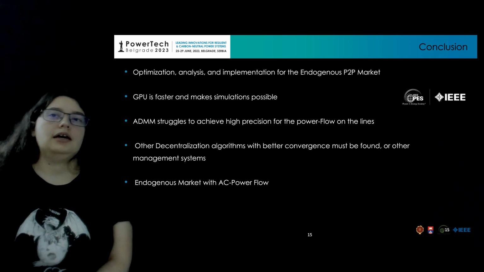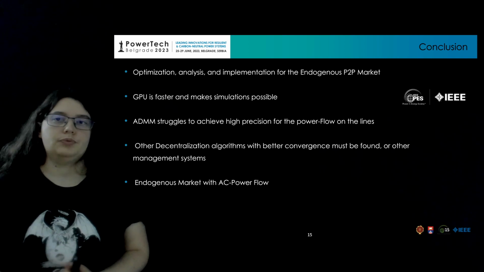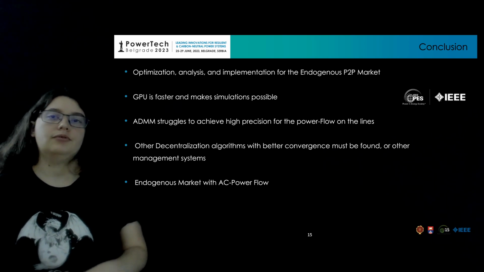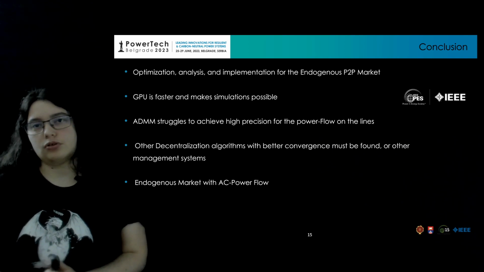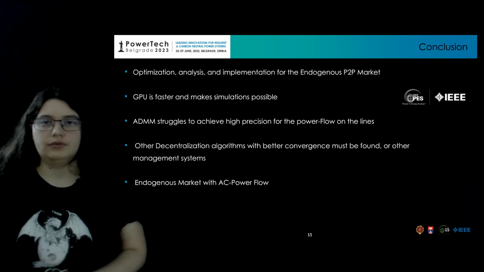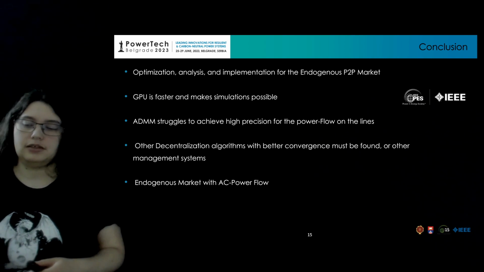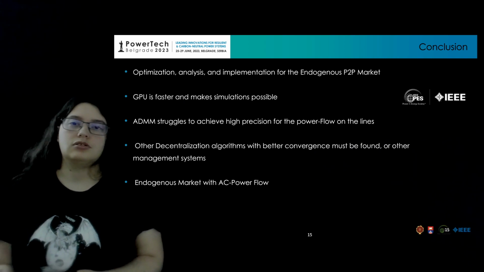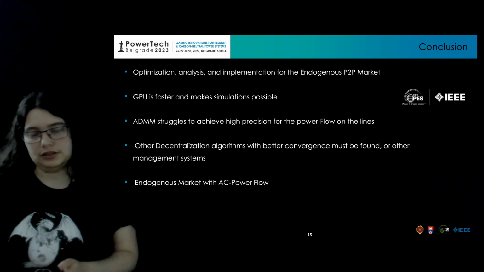So to conclude, I realized the optimization, the analysis, and the implementation of an endogenous peer-to-peer market. The GPU is really faster and makes simulation possible at really huge size, but it shows that ADMMs struggle to achieve high precision for this kind of case on the power flow limits. And it shows that other decentralization algorithms with better convergence must be found, or other management systems.